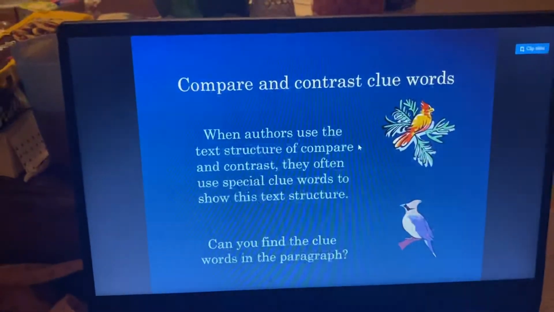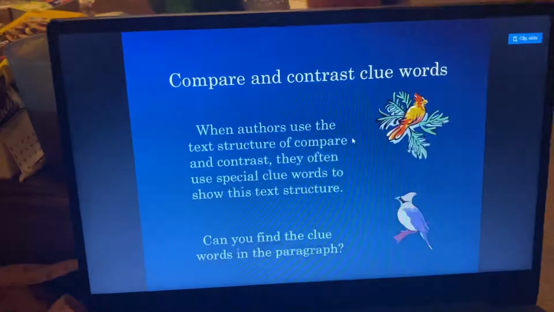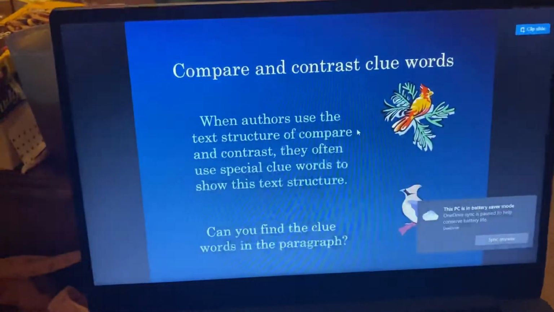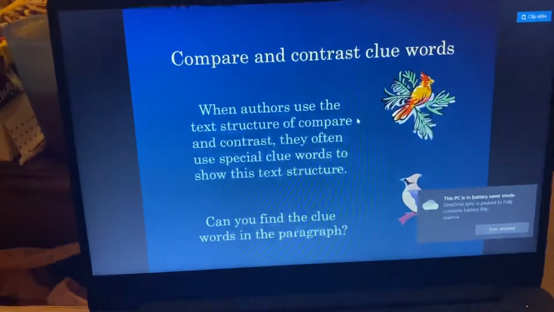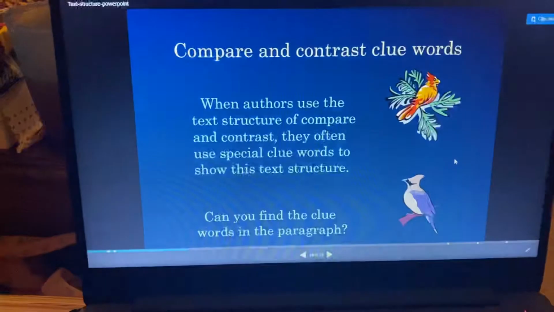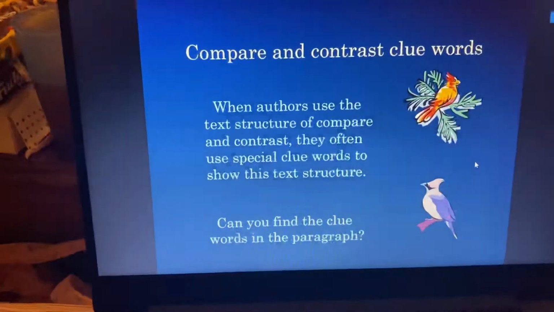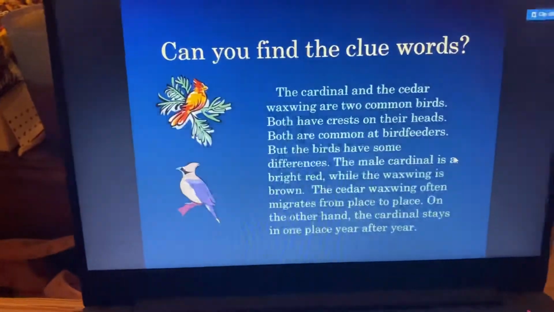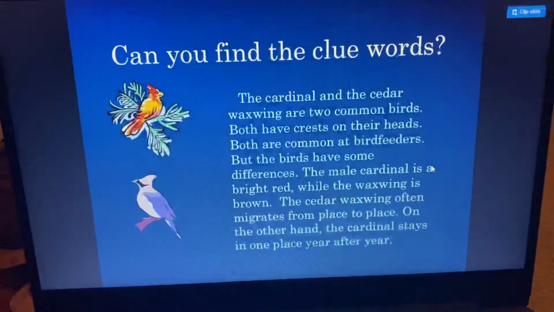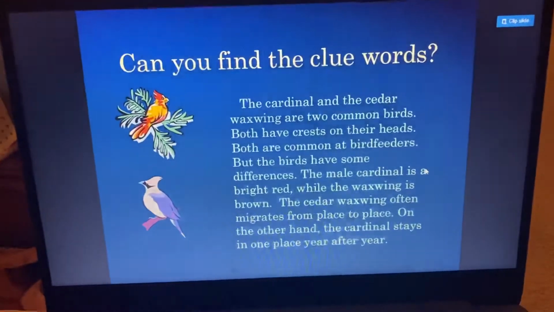Let's compare and contrast. We're looking for some word clues here. When an author uses the text structure of compare and contrast, they often use special words to show text clues. Can you find the clue words in this paragraph? So let's see, how could this show compare and contrast, how they're alike and how they're different?